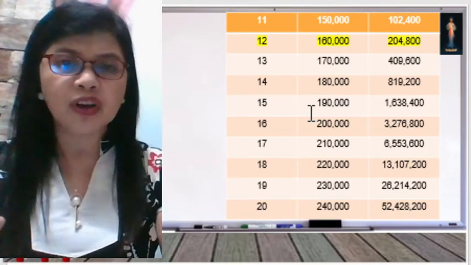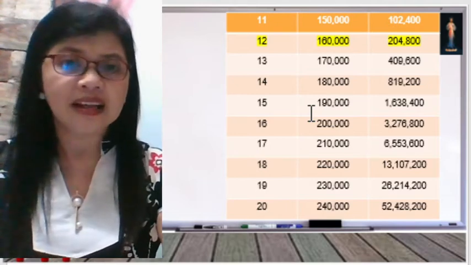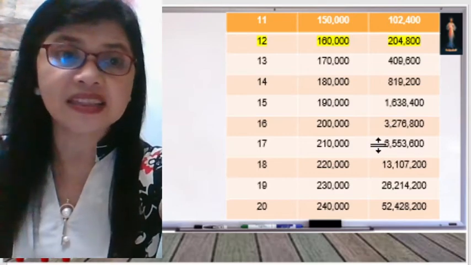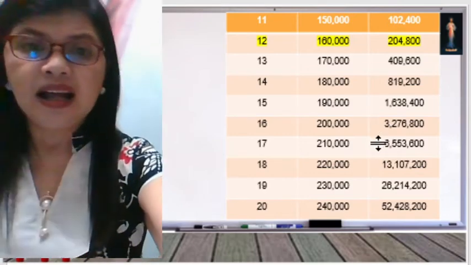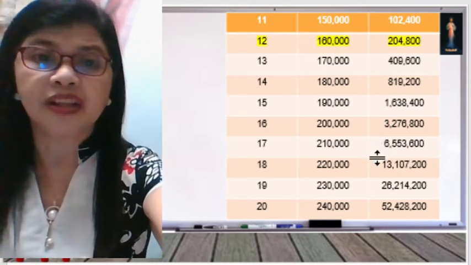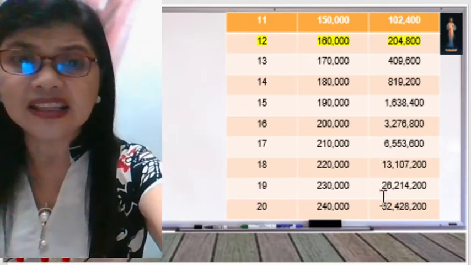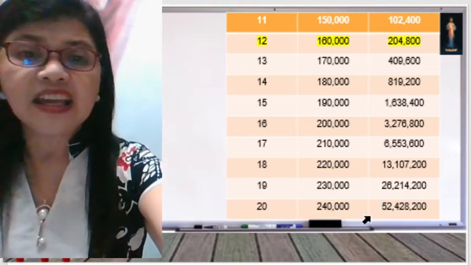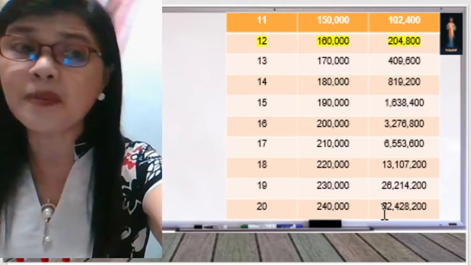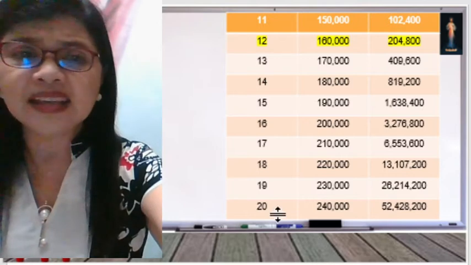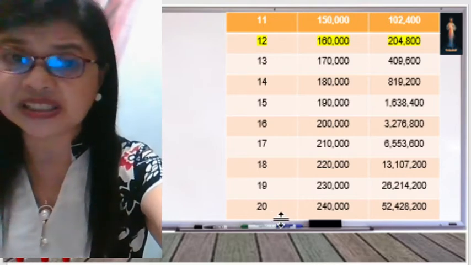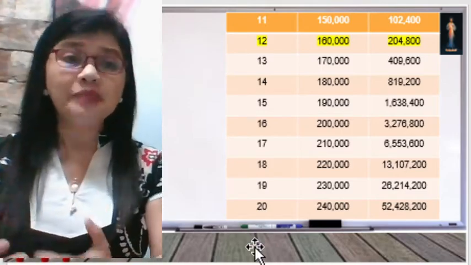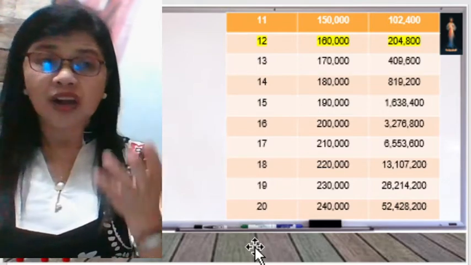Because in option B, we already have 1,638,000, and so on and so forth. When we go to the 16th day, it has become 3 million. On the 17th day, it has become 6 million. On the 18th day, 13 million. And on the 19th day, it has become 26 million. And on the 20th day, it rose up to 52 million. Way, way ahead of the 20th day in option A, which is 240,000.